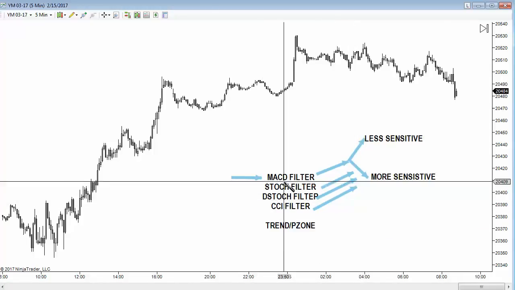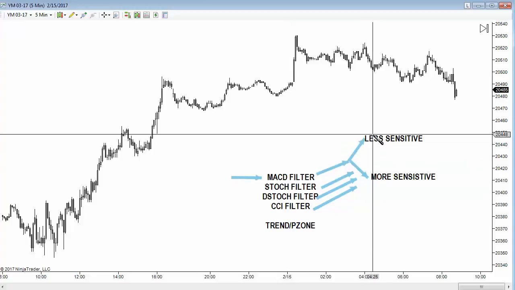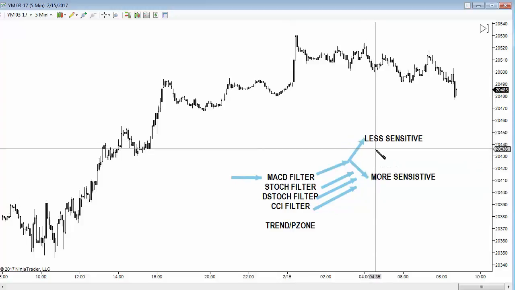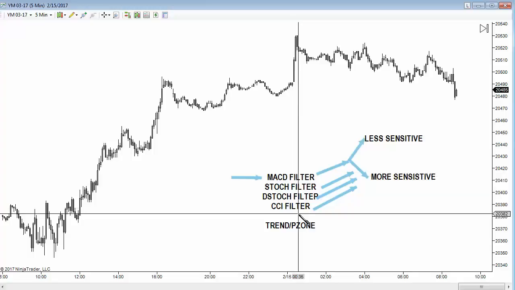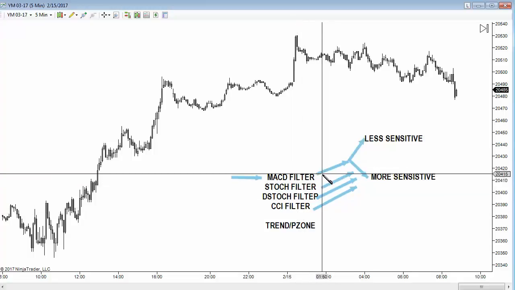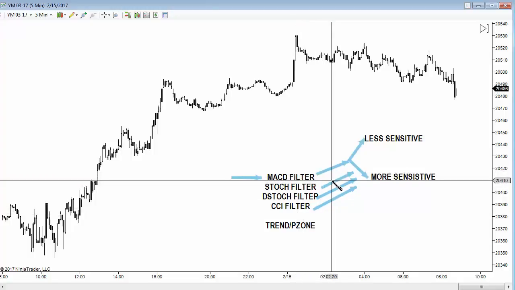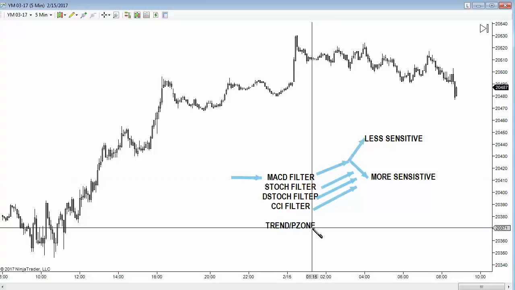So we really have 1, 2, 3, 4, 5, 6, 7, 8, 9, 10, 1, 2, 3, 4, and then 2 for each of these. So 8 different experiments with the momentum filters. If you include the trend or the power zone, there are 10 different iterations that we're going to go through.